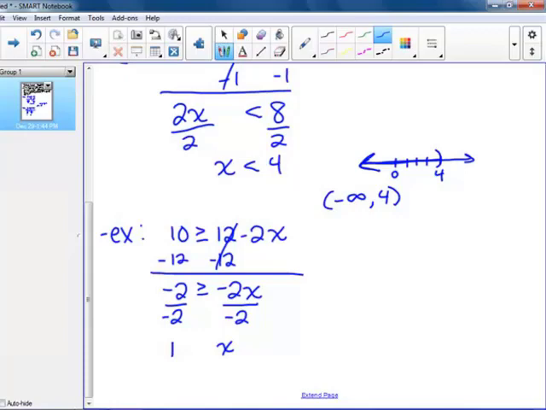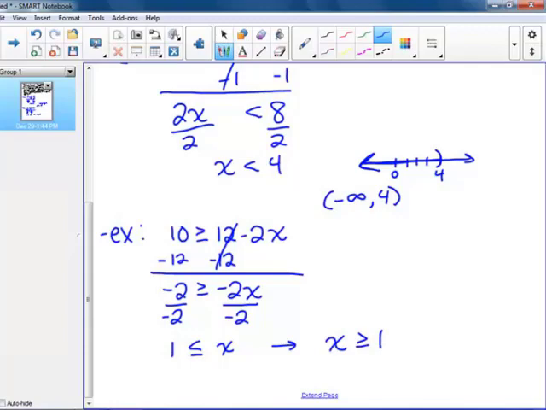But now here's that thing we have to watch out for. Whenever we multiply or divide by a negative, we have to reverse the symbol. So instead of greater than or equal to, we have to flip this around and make it less than or equal to. So 1 is less than or equal to x. Now if I want to make that make more sense, I could change this to x is greater than or equal to 1. So 1 is less than or equal to x would be the same as x is greater than or equal to 1.